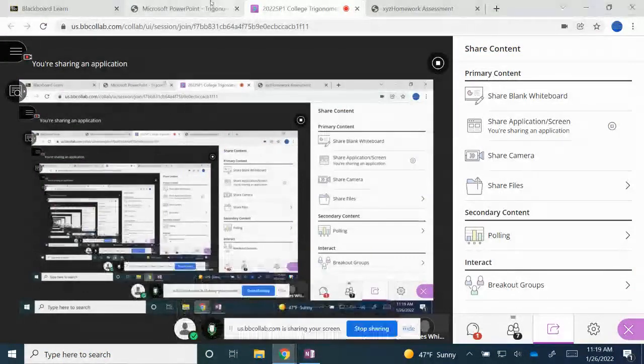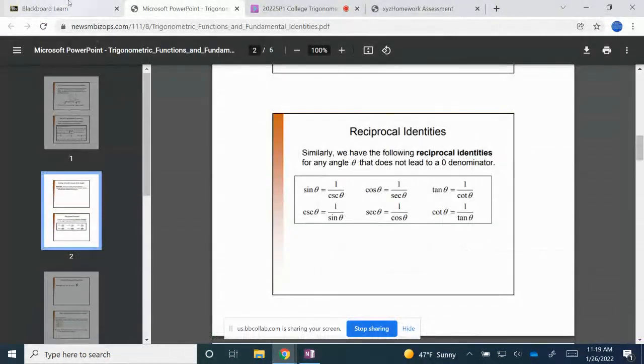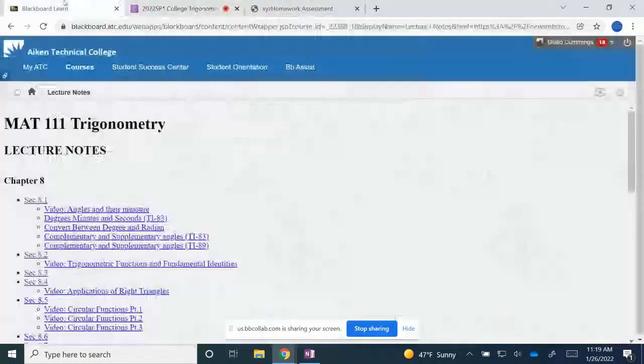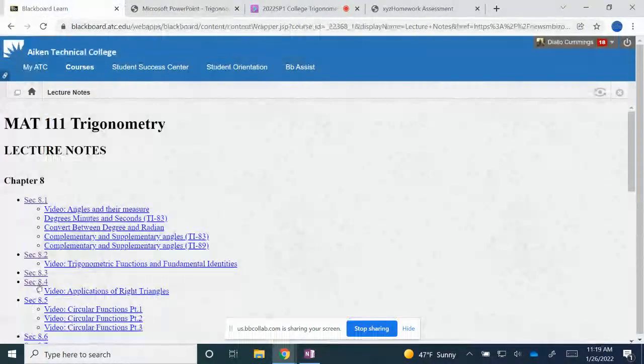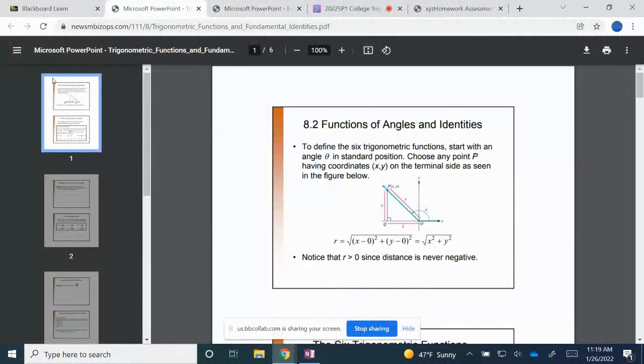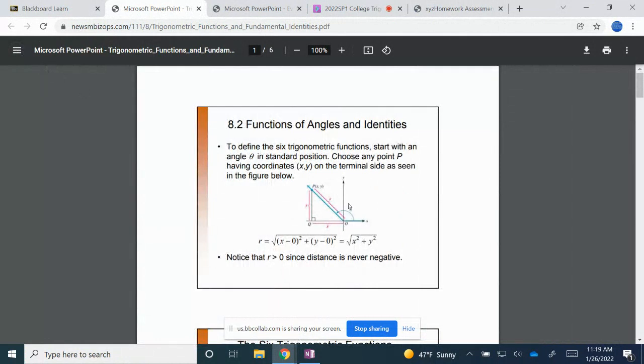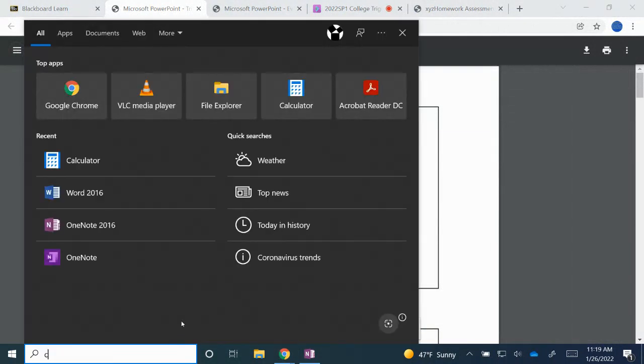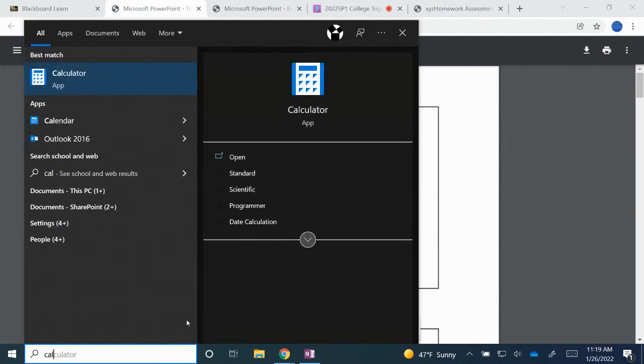And for today, we're going to actually concentrate on the 8.2 and the 8.3 set of notes. All right, so I'm just actually going to bring both of those up. And first, we're going to start with 8.2. And we're also going to use the calculator. So I'm going to bring up the calculator.